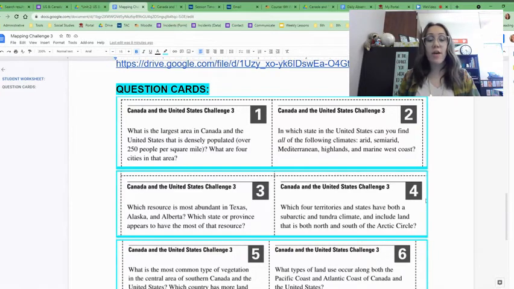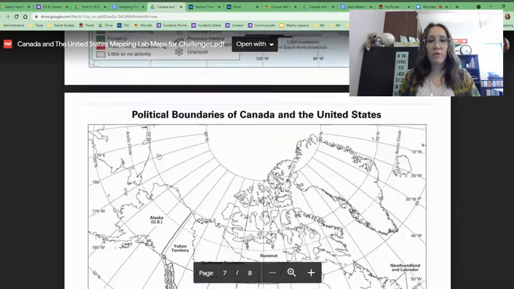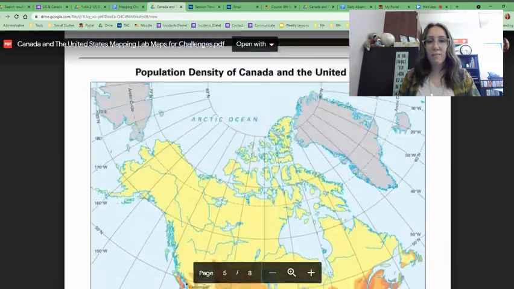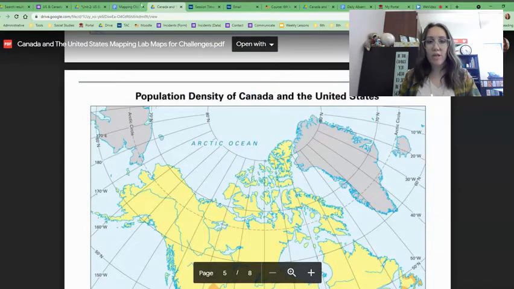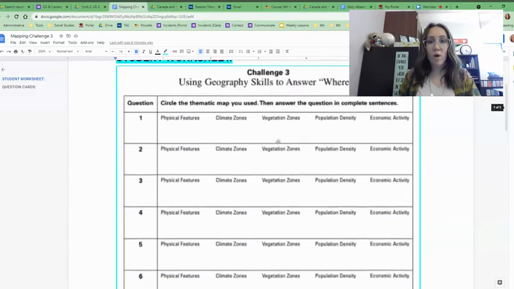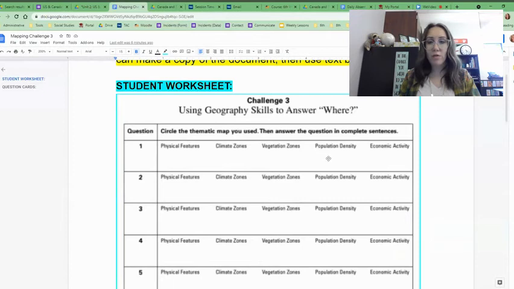The first thing that you need to do is find which map you think you need to solve the problem. So if you hear about population density, that probably means I need to use my population density map. So I'm going to go into my worksheet, and the first thing I'm going to do for number 1 is circle the map that I need to use. So I would just circle where it says population density. Part 1 done.